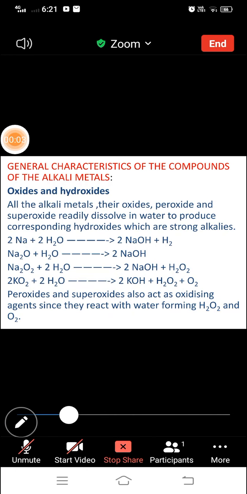Welcome to Conceptual Chemistry. This is the third section of S block elements. In this, we are going to discuss the general characteristics of the compounds of alkali metals.